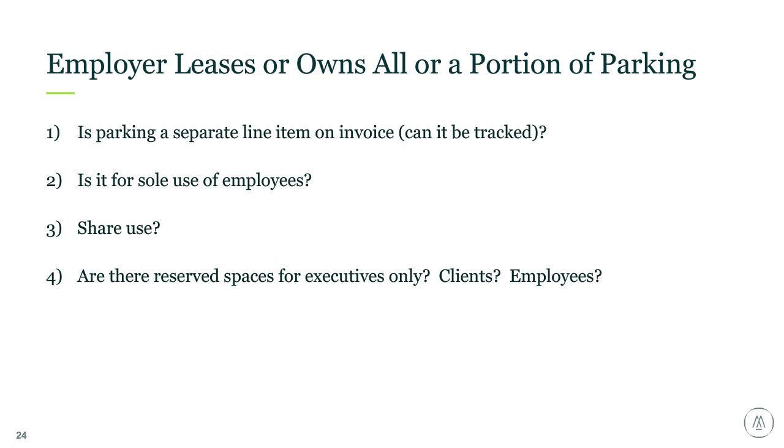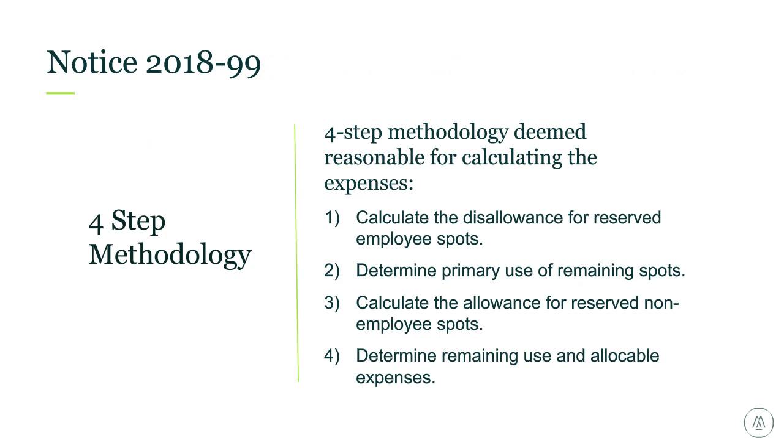We also suspect that with this notice and methodology there are going to be gaps in companies' business returns where this may not be a huge consideration. But in Notice 2018-99 there is a four-step methodology deemed to be reasonable for calculating the non-deductibility of parking. To calculate the disallowance, you need to understand if you've got reserved employee spots. You need to determine the primary use of the remaining spots within your parking. Calculate the allowance for the reserved non-employee spots, and then determine remaining use and allocable expenses. And before you can do any of this, you have to understand what the cost of maintaining the parking facility area is.